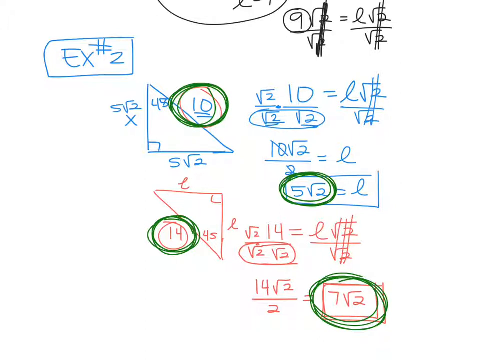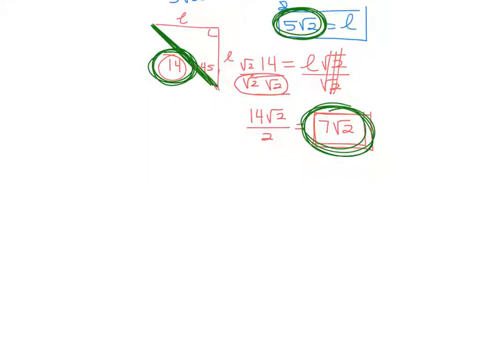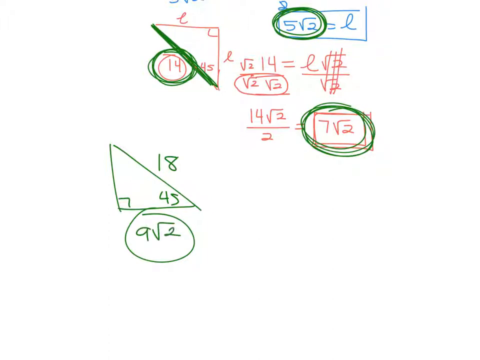Right. So whatever that whole number is, you're cutting it in half and multiplying by rad 2. That will work every single time. Okay? So let's say my hypotenuse is 18, and this is a 45, 45, 90. What is that side? 9 rad 2. Okay? Let's say that this is 15.